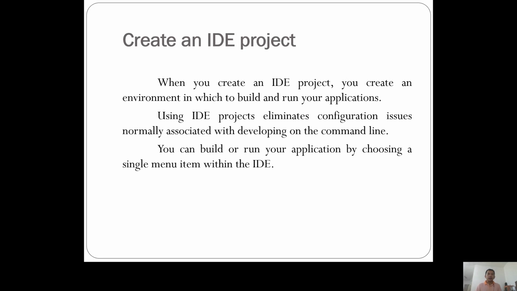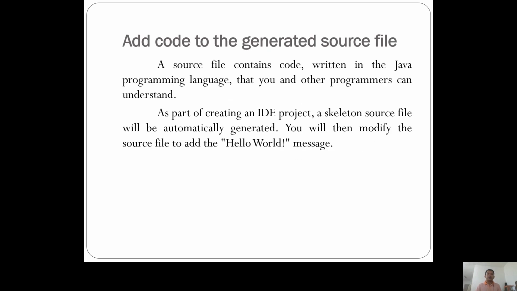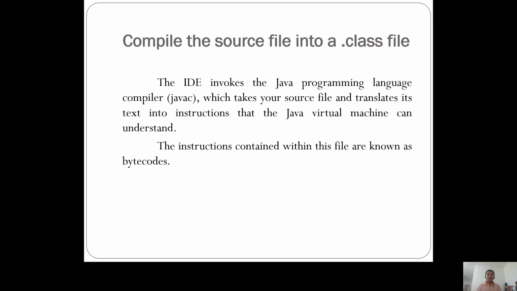Next, add code to the generated source file. A source file contains code written in the Java programming language that you and other programmers can understand. As part of creating an IDE project, a skeleton source file will automatically be generated. You will then modify the source file to add the Hello World message. Compile the source file into a class file.